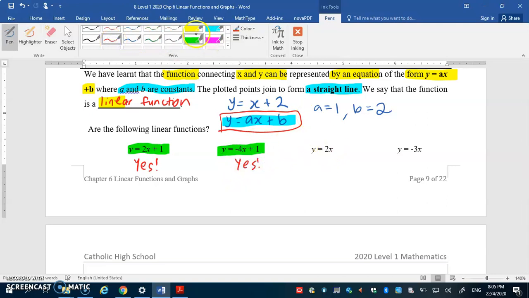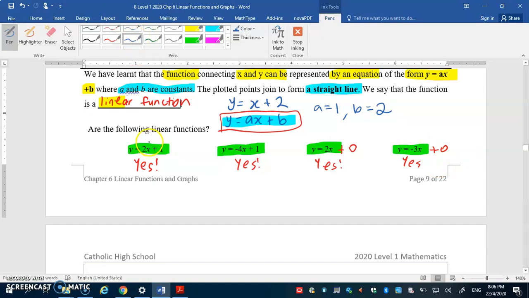How about this? y equals 2x. y equals 2x is also of the form y equals ax plus b, just that your a is 2, but your b is 0. There is nothing added behind. But basically, this is the same as 2x plus 0, right? So it is still a linear function. And the last one, y equals negative 3x, is also a linear function because your a is negative 3, your b is 0.